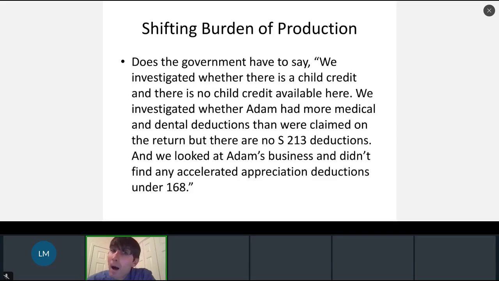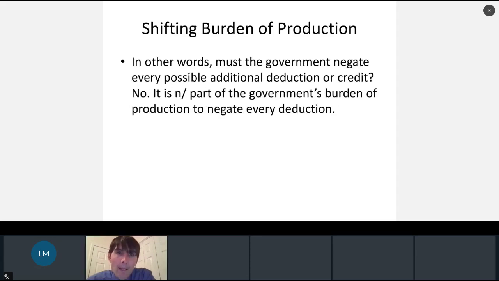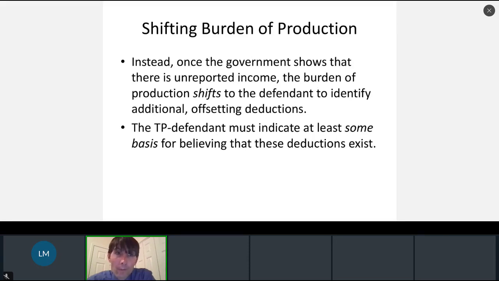The government is not responsible for crossing off every deduction and saying this one doesn't apply, that one doesn't apply. They're not responsible for saying we investigated whether there's a child credit and there's no child credit here. We investigated whether Adam had more medical and dental deductions than were claimed on the return, but there are none here. And we looked at Adam's business and didn't find any accelerated depreciation deductions under 168. So obviously not. The government does not need to negate every possible additional deduction or credit. It's not part of their burden of production to do this.